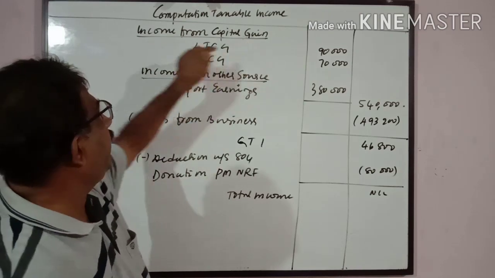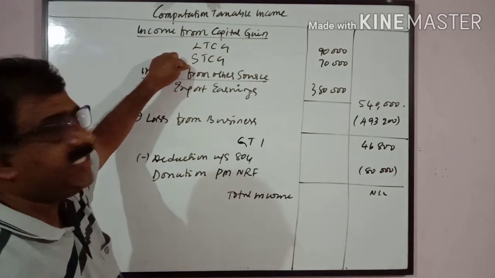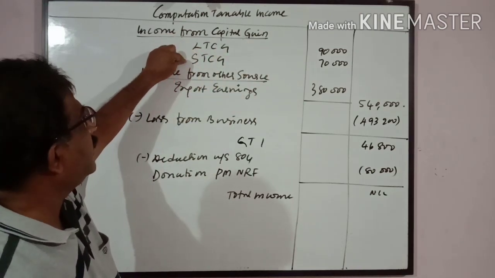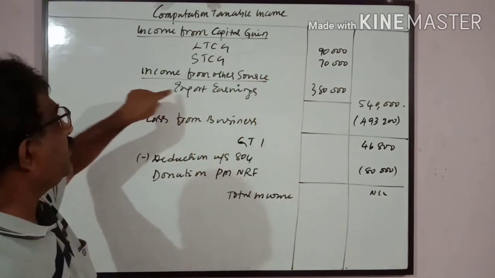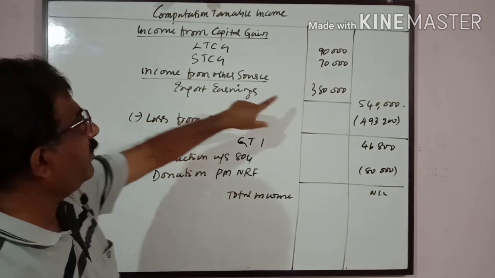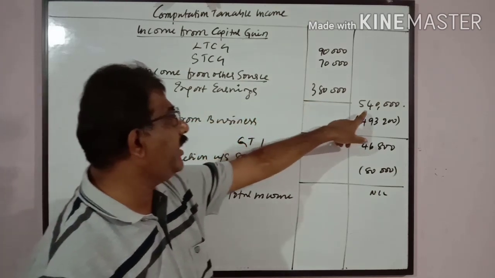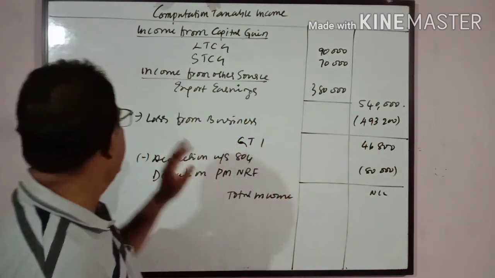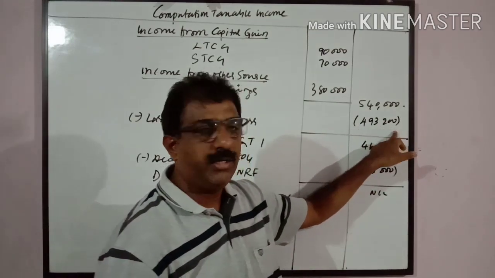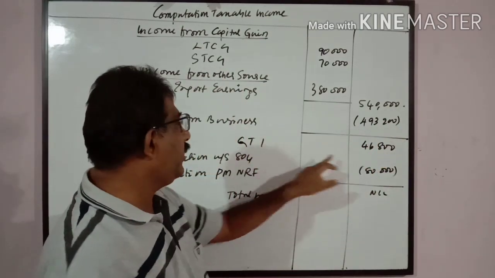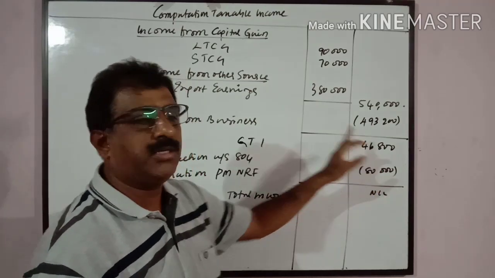Income from capital gains, LTCG and STCG: long-term capital gain and short-term capital gain, 90,000 and 70,000. Export earnings come under income from other sources, 3,80,000. Total income comes to 5,40,000. Minus loss from business, 4,93,200. The gross total income comes to 46,800.